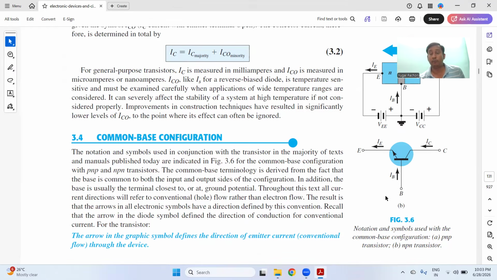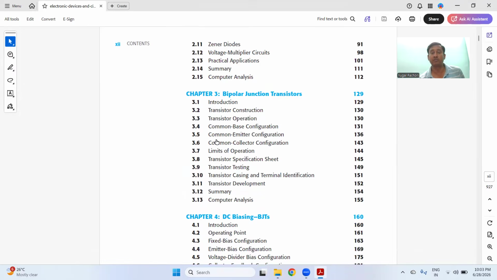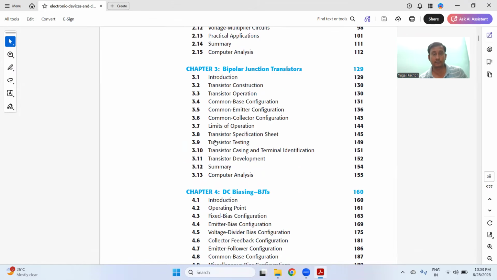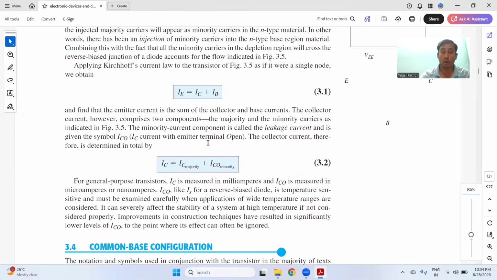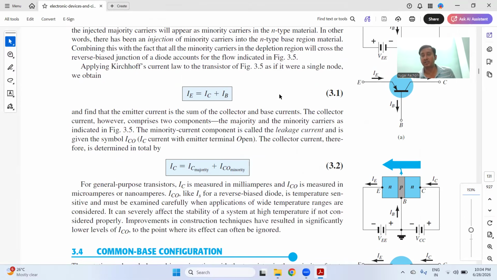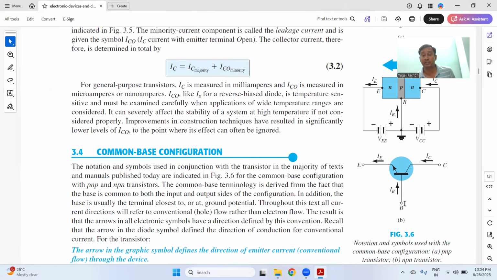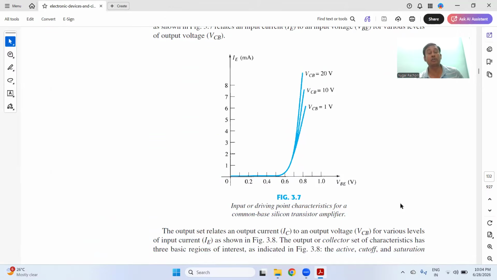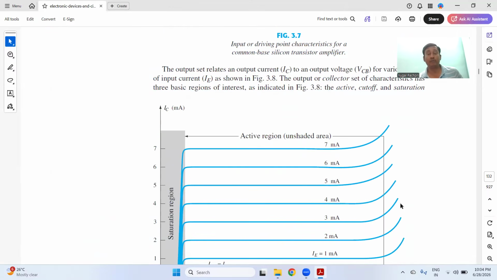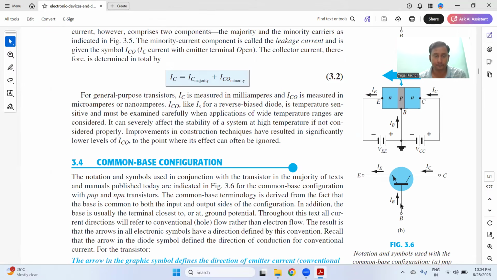So if you make the base common, then it is called common base configuration. Here you can see the common base configuration. And if you make the emitter common, then it is called common emitter configuration. The current gain of the common base is alpha. The current gain of common emitter is beta. The current gain of common collector is gamma. And all these we will discuss in these characteristics.